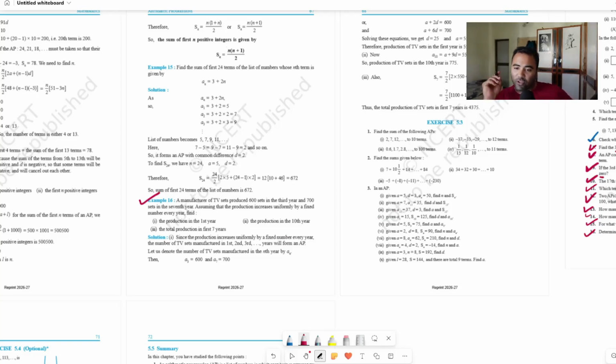Chalo, fine, we'll focus on example number 16. A manufacturer of TV sets produced 600 sets in the third year, 700 sets in the seventh year. Assuming that the production increases uniformly by a fixed number every year. Okay. So third term is 600. So a plus 2d is equal to 600. And 700 sets in the seventh year.